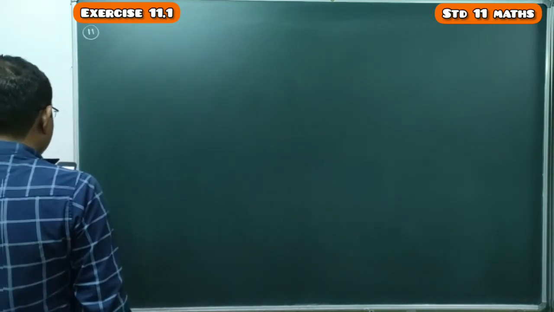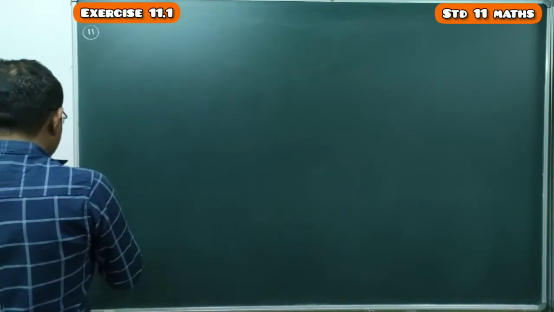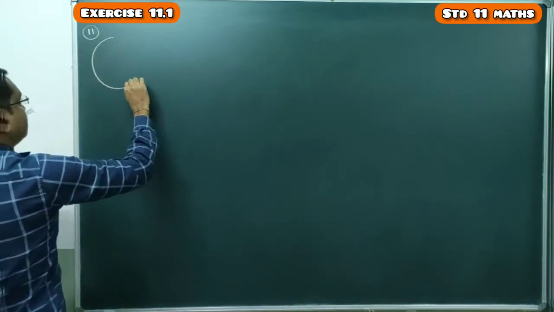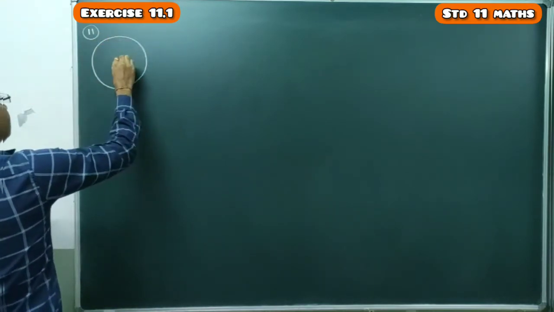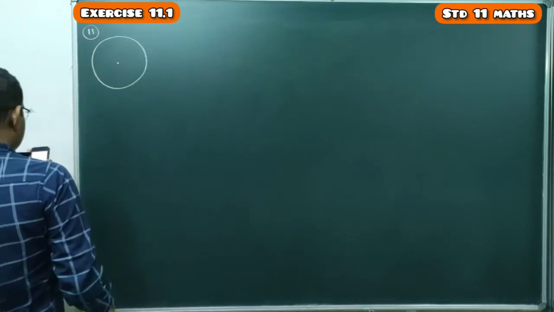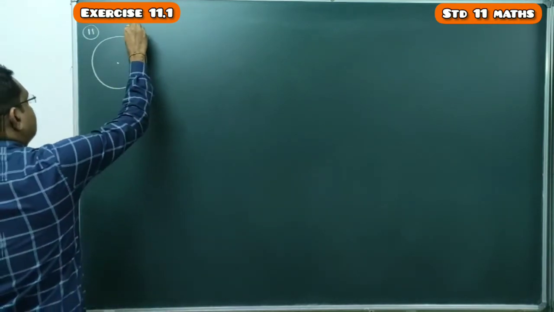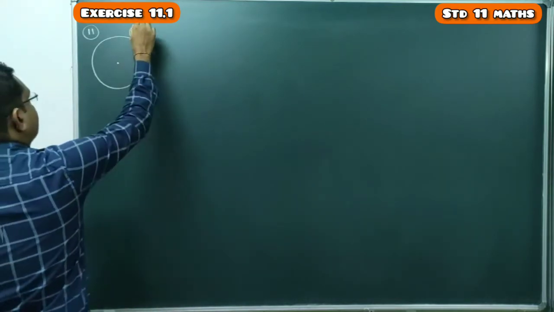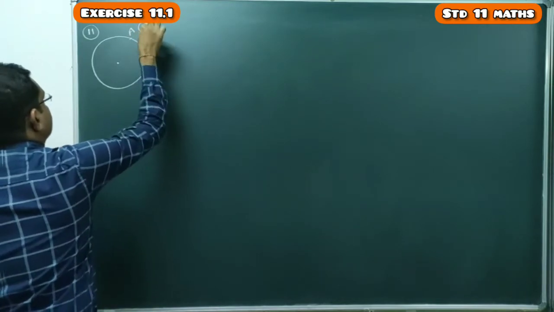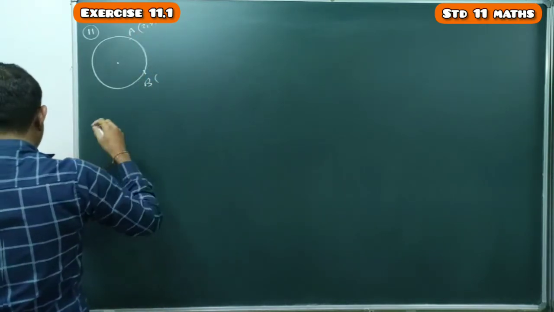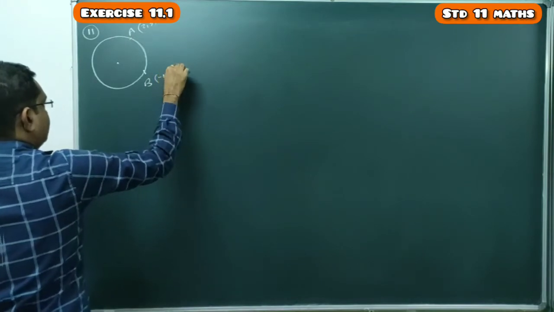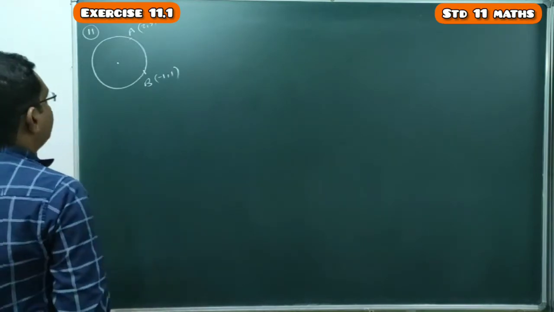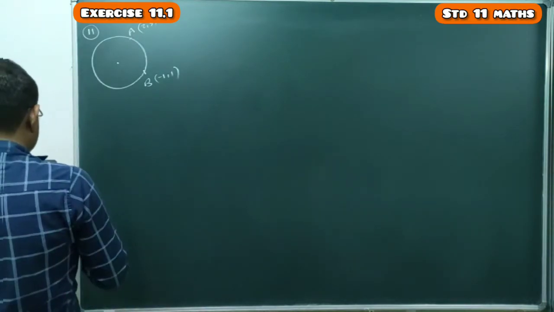The question is, find the equation of the circle passing through the point 2, 3. So here again you have to find the equation of a circle. Let's say this is the given circle. The given circle is passing through 2 points, point A and, let's suppose, point B. The coordinates of these 2 points are given: 2, 3, and the coordinates of point B are minus 1, 1.